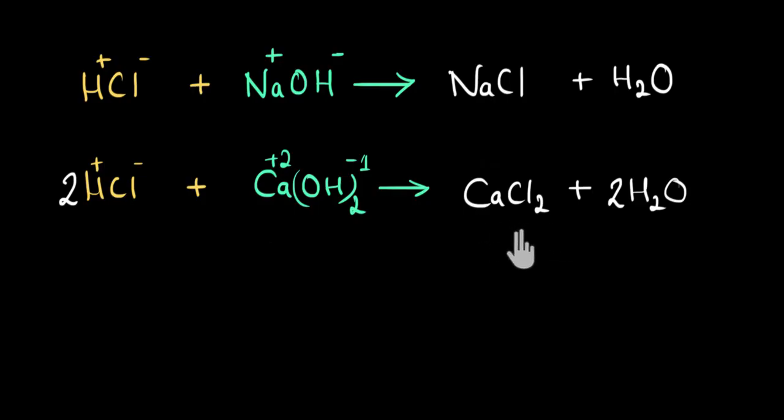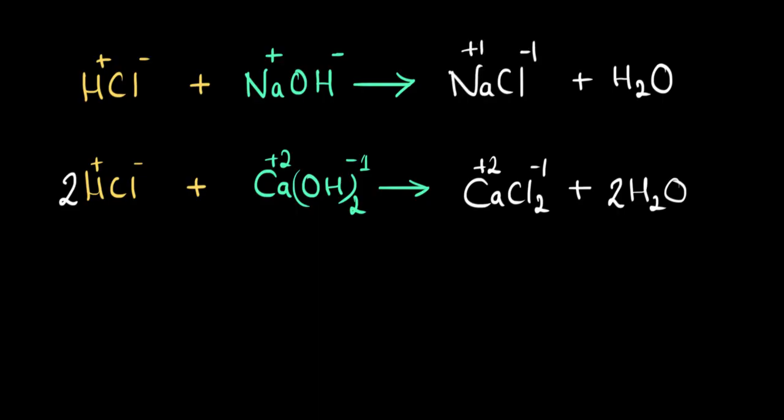See, salts are basically compounds that are made up of ions. Here calcium chloride is made up of calcium plus 2 and chlorine minus 1 ion. Here sodium chloride is made up of sodium plus 1 and chlorine minus 1 ion. And salts can be formed when acids and bases react with each other.